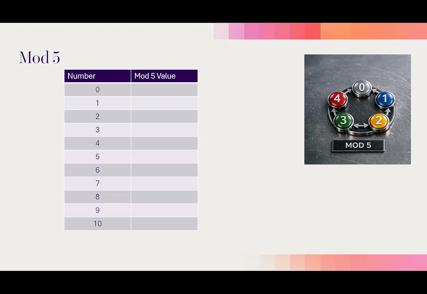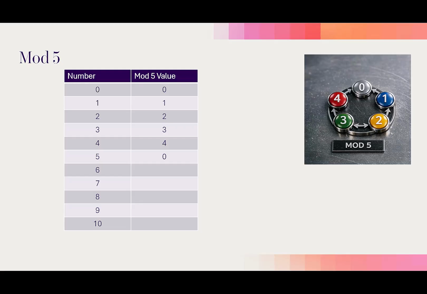Let's try a few numbers to see how that works. Let's start with 0. 0 mod 5 is going to be 0, just like 1 mod 5 is 1, 2 mod 5 is 2, 3 mod 5 is 3, and 4 mod 5 is 4. When we get to 5 mod 5, the answer is going to be 0. We start our cycle over again. Remember, we're thinking about what the remainder is. 5 divided by 5 is 1, and I have nothing left over.